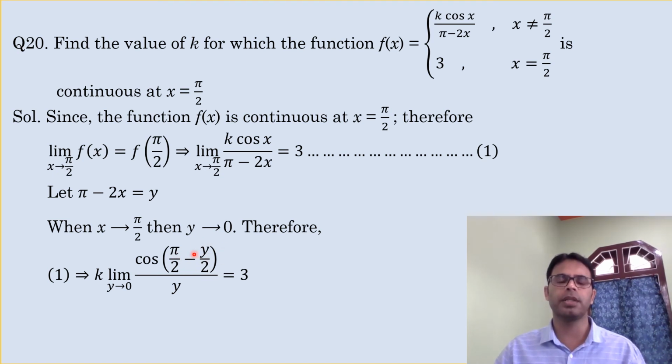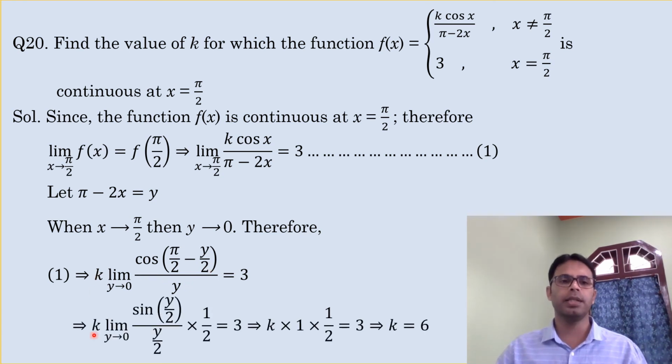Cos of pi by 2 minus theta will give us sin theta. You have the knowledge about the trigonometry. So cos of pi by 2 minus y by 2 will be equal to sin y by 2. We write that. So k is remaining, y tends to 0. This is sin y by 2, and divided by y is already here. But if it is y by 2, then we have a formula.